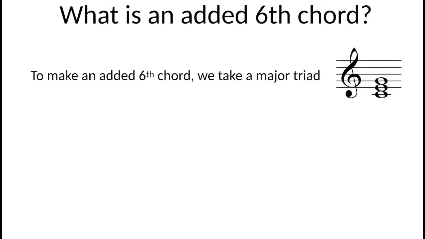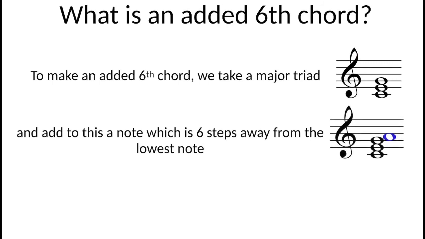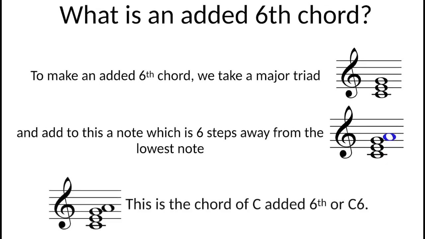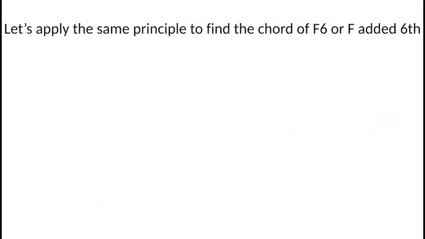So for example, to make an added 6th chord, we take the major triad, in this case C, and simply we add a note to that which is 6 steps away from the lowest note. If you think of the lowest note being C here, C, D, E, F, G, A is 6 steps away from C. And that gives us the chord of C added 6th or just C6.